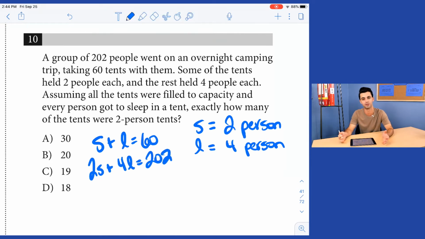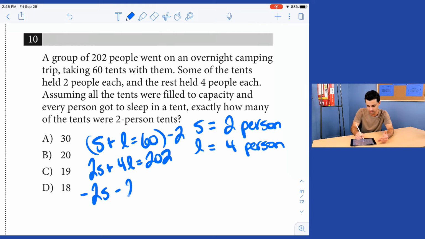Now we have our system of linear equations. All we have to do is solve. And I'm going to go ahead and solve through elimination. So the first thing I want to do here is multiply my first equation by -2 so I could cancel out one of my variables. My variable that I want to cancel is actually S. So after multiplying S plus L equals 60 by -2, I get -2S minus 2L equals -120.